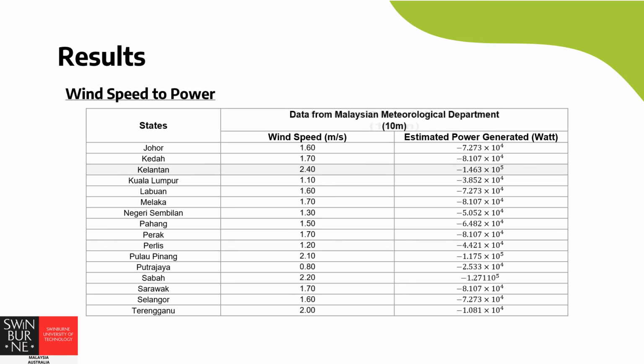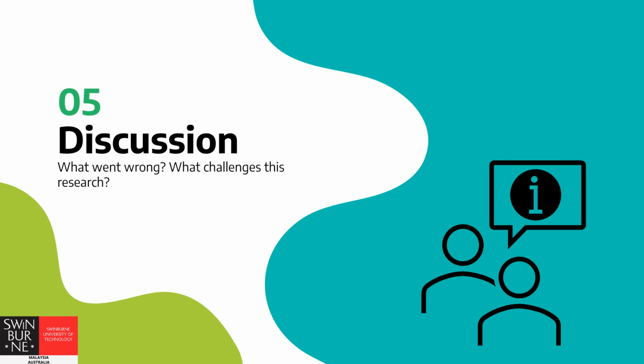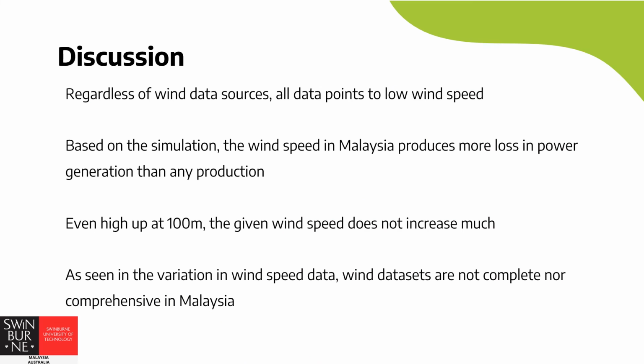Using another data set, we can see that Kelantan is again the top. So what went wrong? Why is the data wrong? To be honest, given the wind speed across Malaysia, these results are expected. The negative value simply means more power loss than gain. It also means that for a typical wind turbine of the specification shown earlier, wind energy harvesting is not feasible.